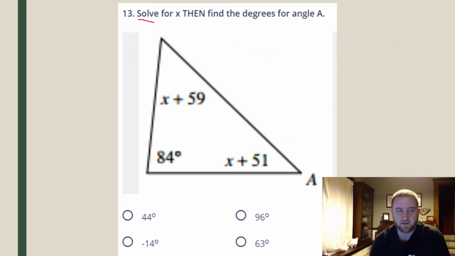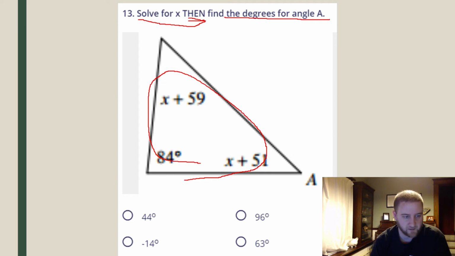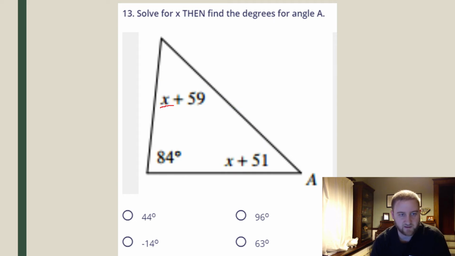Okay, here it says solve for x, then find the degrees for angle A. So to solve for x, you're going to take all these and add them up, set it equal to 180. So we want to add up all our x's first. So we've got x and x right here. That's 2x. And then we've got 59 plus 51 plus 84. 59 plus 51 would be 110. 110 plus 84 is 194, I think.